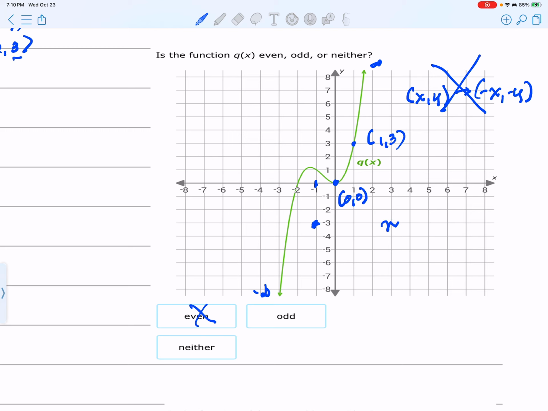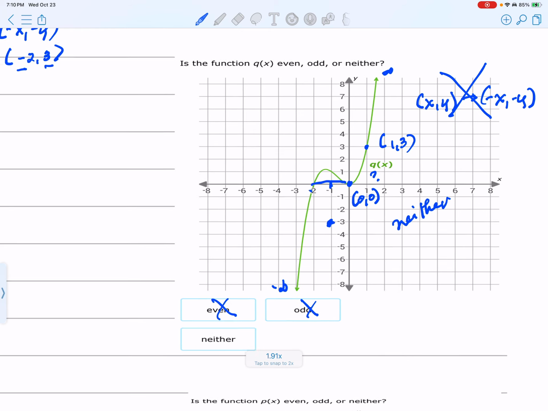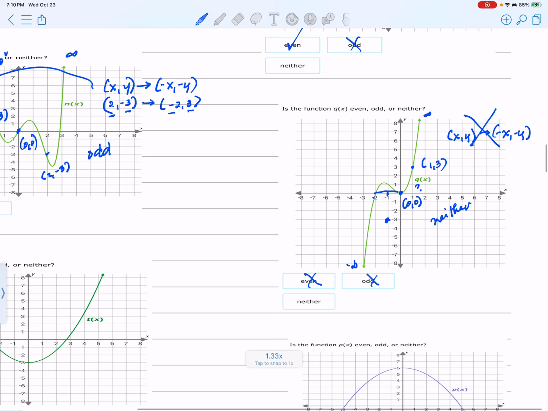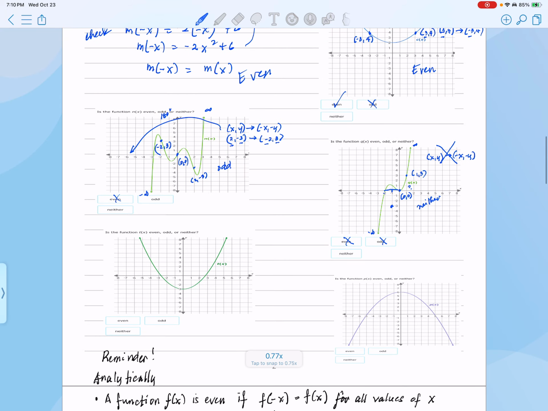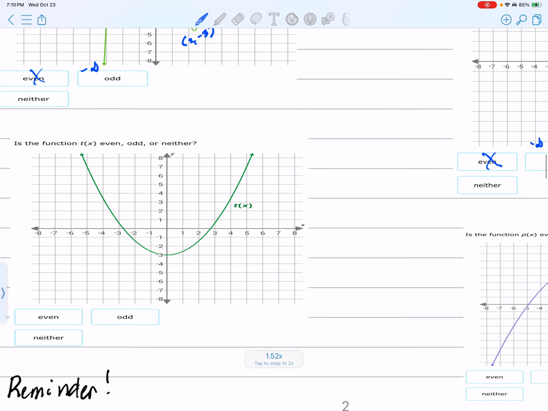So it's neither odd nor even. And it's very clear in the figure. We have some space here from 0 to negative 2, but we do not have it in this area right here. So they are not symmetrical around the origin. Let's do this figure.